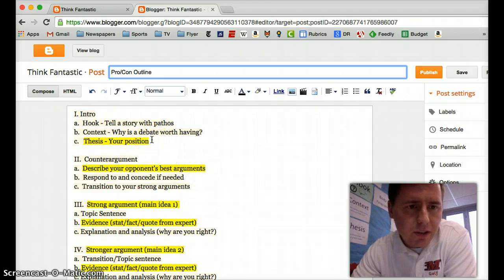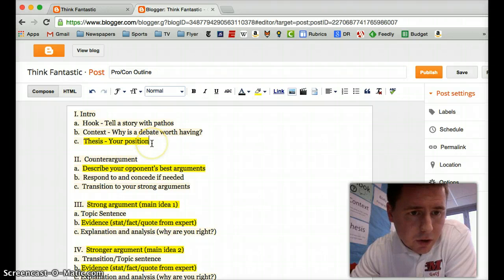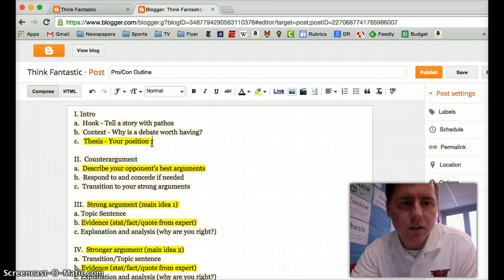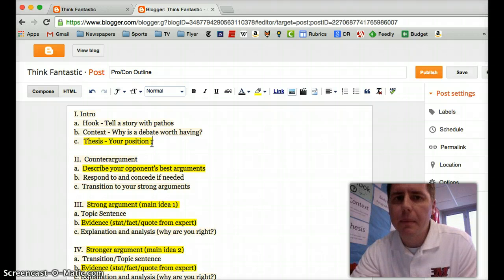So what you'll notice is that some parts of this outline are highlighted in yellow. Those are the parts I'd like you to focus on today. So I'll walk you through the thinking that you need to do for each step, and then you can do this on your own. The first part I'd like you to think about is your thesis. What's your position on this paper?